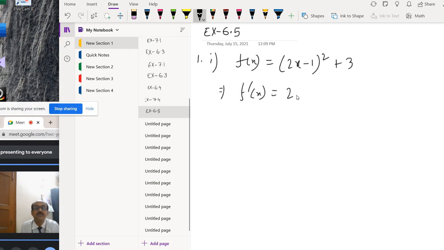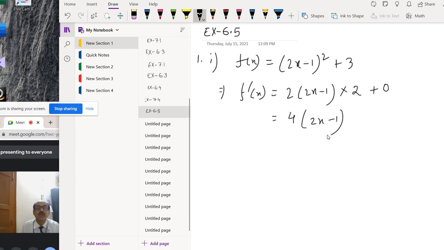2 into (2x minus 1) into the derivative of 2x minus 1, which is 2, plus 0. 3 is a constant, its derivative is 0. So this is equal to 4 into (2x minus 1), that is 8x minus 4. This is the first order derivative f dash x. Now find its second order, f double dash x.